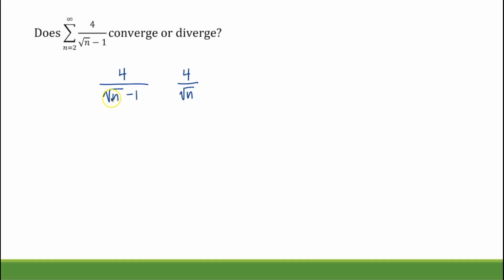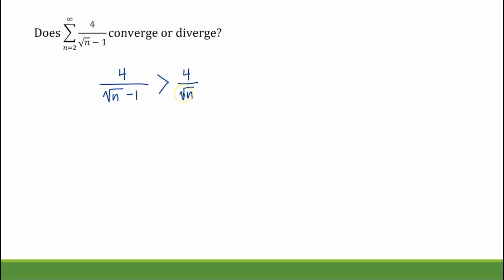Well, this denominator, square root of n minus 1, is the smaller denominator because we're subtracting 1 on this side. So the bigger denominator is over here, the square root of n. If I have a bigger denominator, that's the smaller fraction. So the smaller fraction is 4 over radical n.